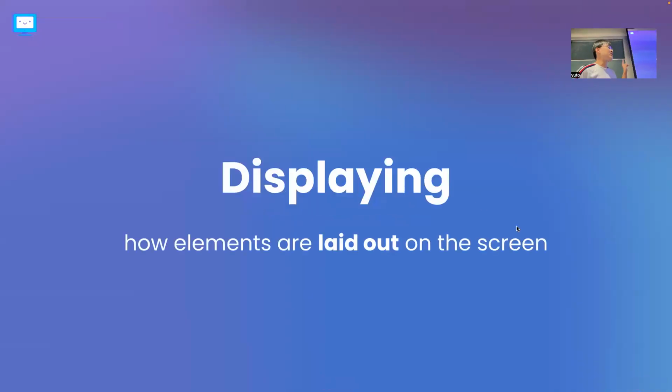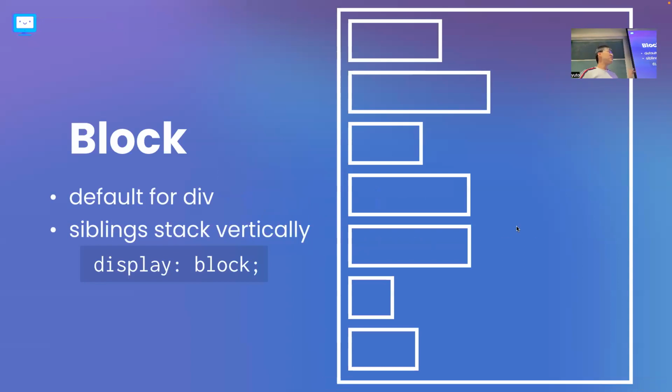Okay, so let's talk about displaying. Before, we were talking about positioning, which is geometrically how you would adjust the element in terms of coordinates. Now we're going to talk about how the elements are going to be laid out on the screen. So that's what the display property does. Div is block. So that's good to remember, right? Div is block, and it's the default for div. If you use a lot of divs, then they will always by default be blocks.